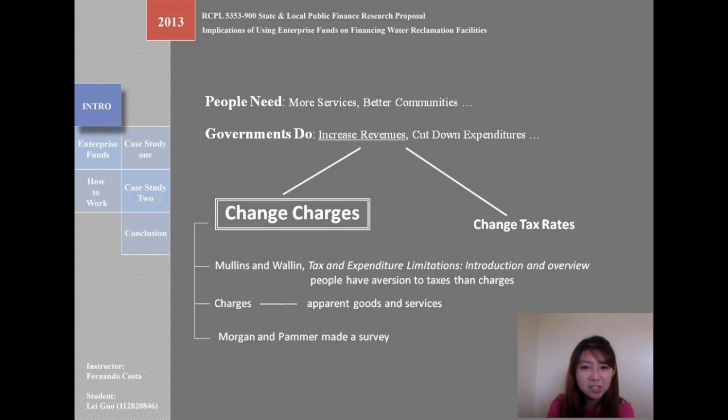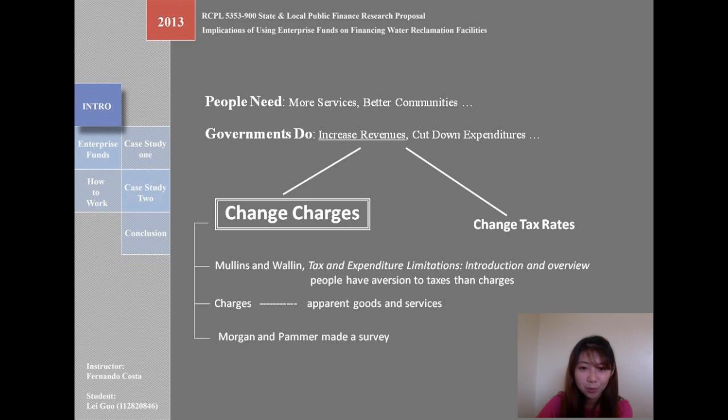With the development of society, people's demand for better communities has become stronger and stronger. No matter what level of government, our government officials are suffering much more pressure than before. In order to meet people's increasing requirements, municipal governments should find ways to generate more revenues and cut down expenditures to afford increasing costs of goods and services and avoid running out of money.